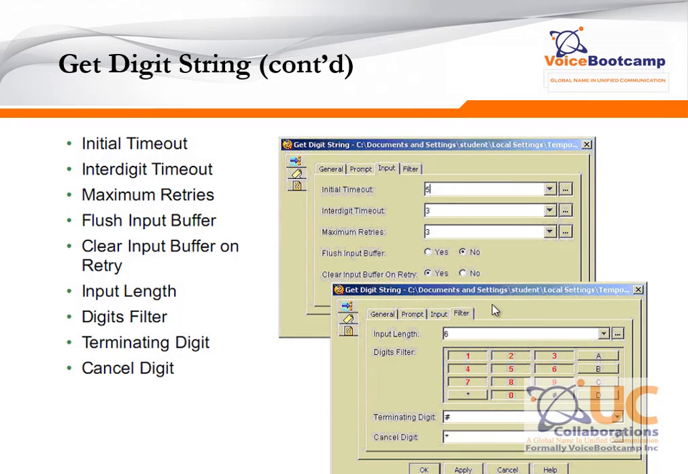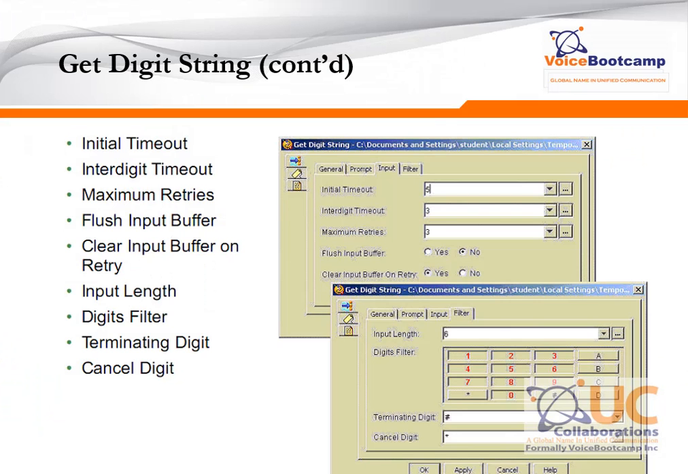Now, under the input, you have options to decide what numbers or input are allowed. So let's say the only valid digits the user can enter are 1, 2, 3, 4. Then you can only select 1, 2, 3, 4. So if somebody enters 5, 6, 7, it might be considered invalid. You can also set the terminating digit and the cancel digit. You can also set the input length to be 6 digits, no more than that. So these are some of the options you can configure to filter what is allowed as far as the user input is concerned.